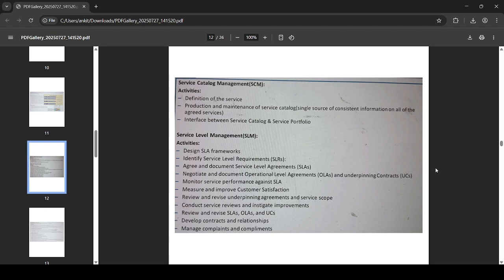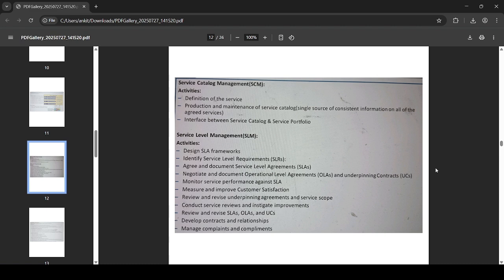So let me just recall it to you again. The service level agreement is the agreement between the service provider and the customers. Next, OLA is the operational level agreement. It is a contract between two service providers, or, for example, between different teams of the service provider, I would say.